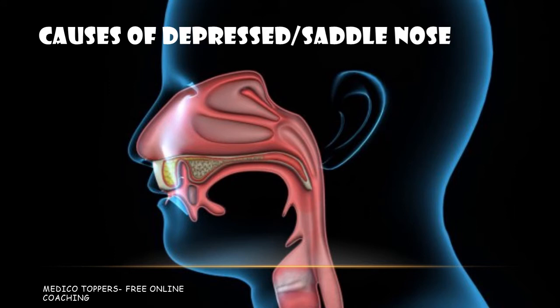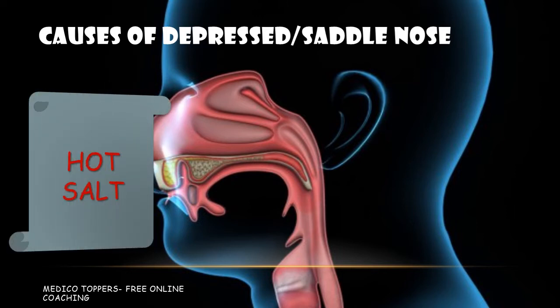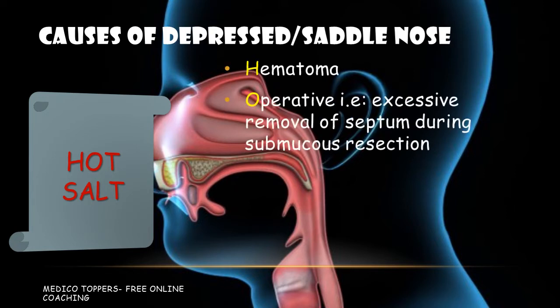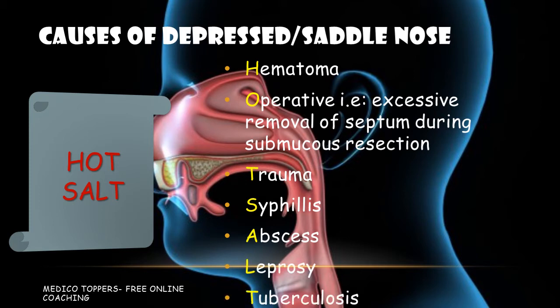The first, causes of depressed or saddle nose. First thing that will come to our mind is syphilis, but there are a lot of causes, so let's see. So the mnemonic is HOT SALT. H is for hematoma, then O is for operative, that is excessive removal of septum during submucous resection, then T for trauma, S for syphilis, A for abscess, L for leprosy, and T for tuberculosis.